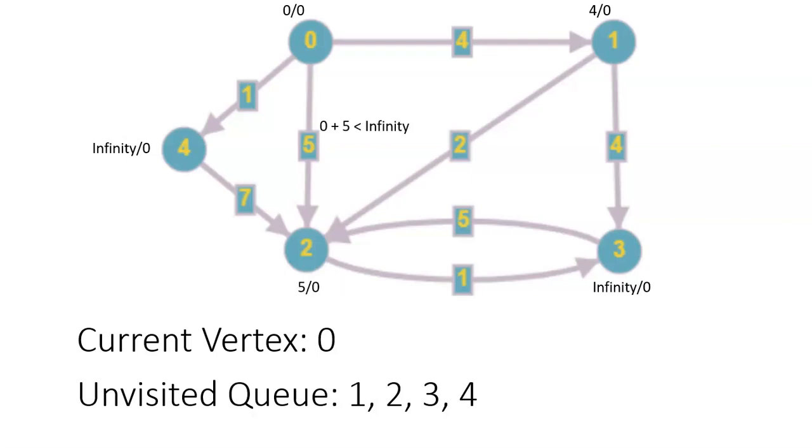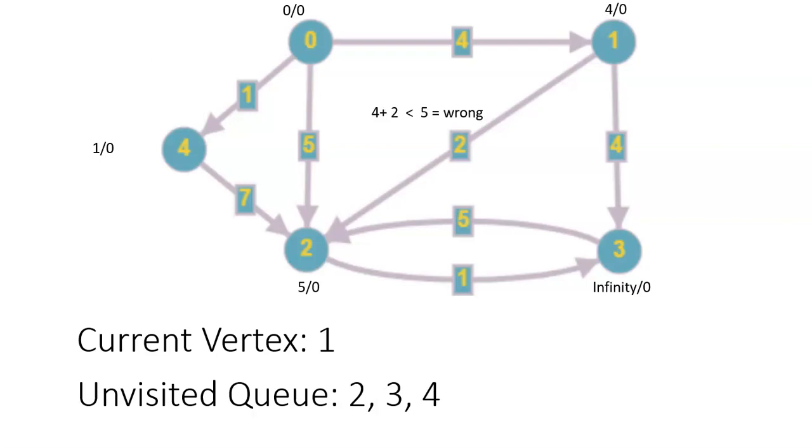And then moving on to another adjacent vertex, vertex 2, the distance of the current vertex and the edge is equal to 5, which is less than infinity also. So vertex 2 has a distance of 5 and a predecessor of vertex 0. Now checking vertex 4, the distance from 0 to 4 is 1, which is still less than infinity. So vertex 4 has a distance of 1 and predecessor vertex 0. Since there are no more adjacent vertices for vertex 0, we move on to the next value from the queue.